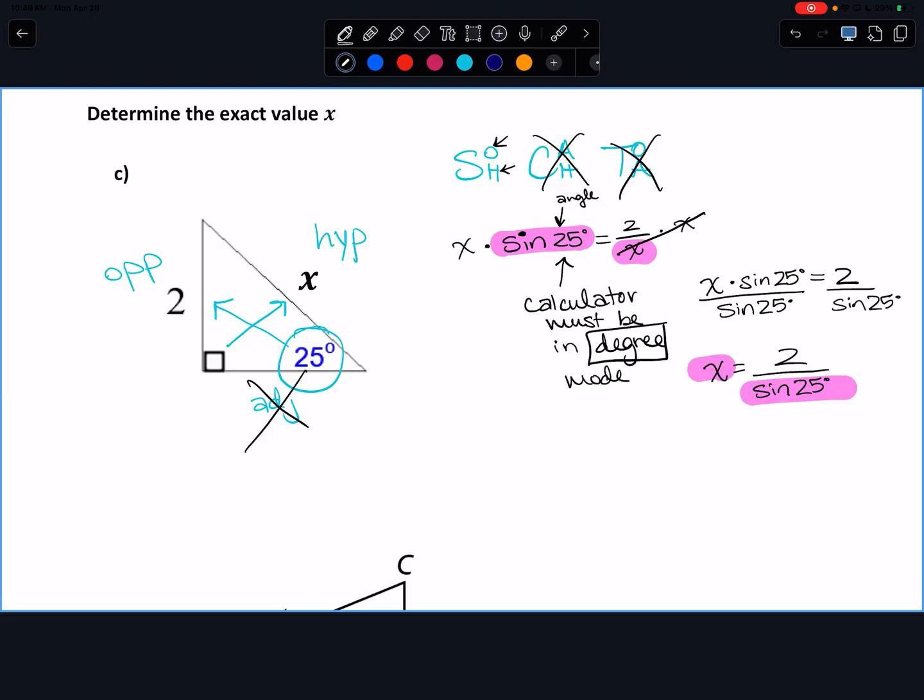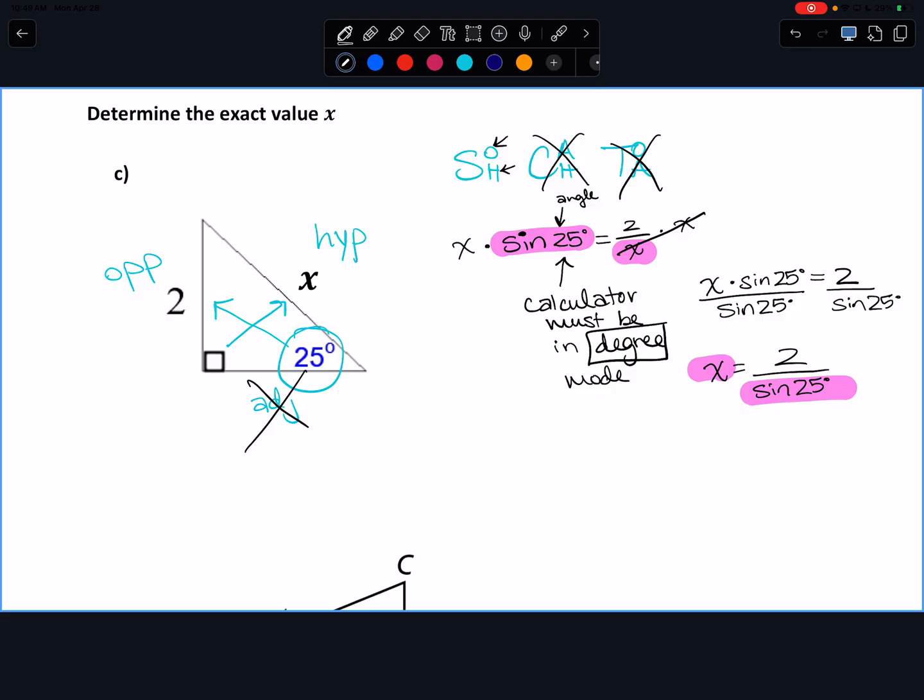Okay, it cannot be negative because it's a side length. What's wrong with my calculator? It's not in degree mode. So hit mode. You gotta hit enter, arrow down and over, and hit enter. Okay, now do the second mode. And now do it again.